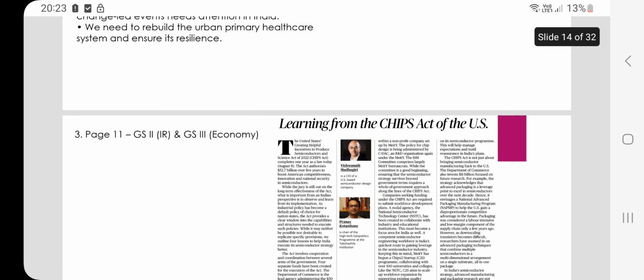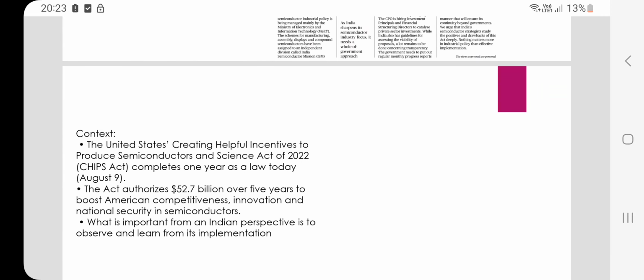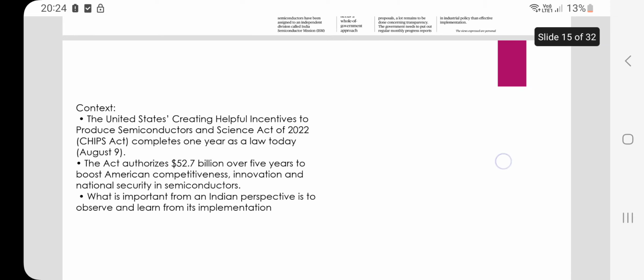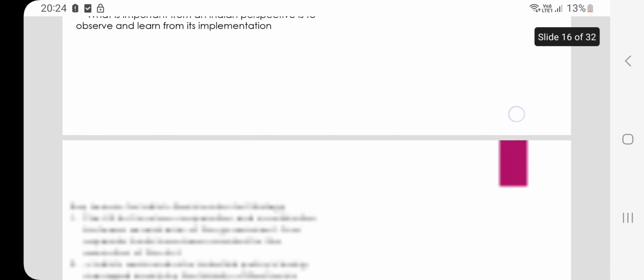The next article talks about learning from the CHIPS Act of the US. It is related to international relations, GS paper 2, and economy, GS paper 3. The context of this article is the US creating helpful incentives to produce semiconductors: the CHIPS and Science Act of 2022, that is, Creating Helpful Incentives to Produce Semiconductors, completes 1 year as a law today, August 9. The act authorizes $52.7 billion over 5 years to boost American competitiveness, innovation and national security in semiconductors. What is important from the Indian perspective is to observe and learn from its implementation.